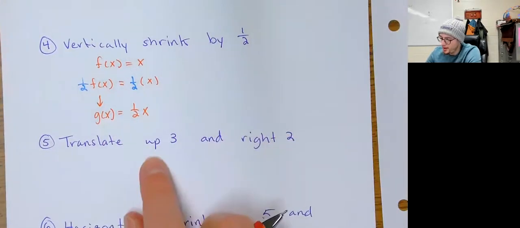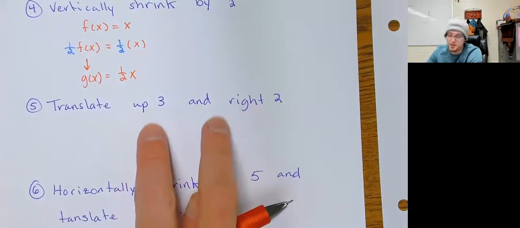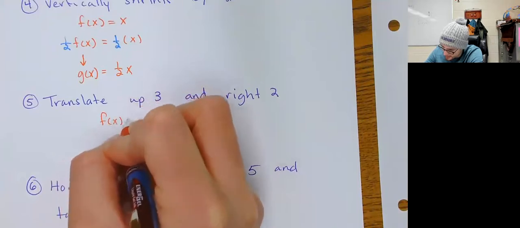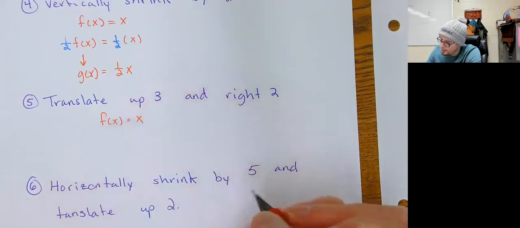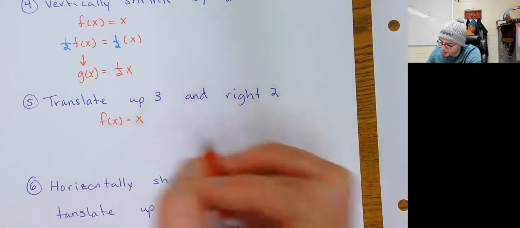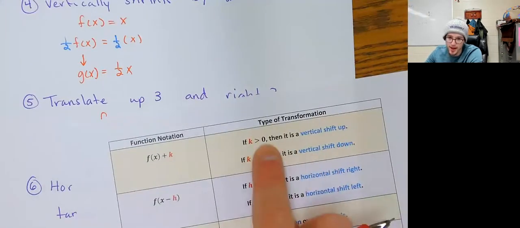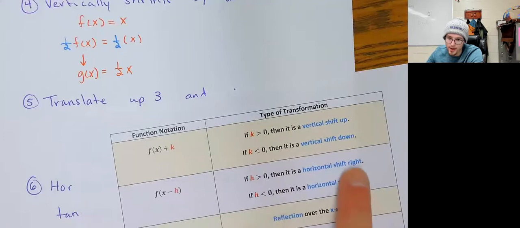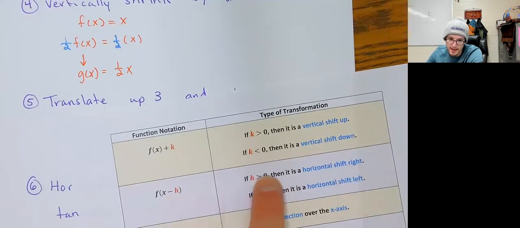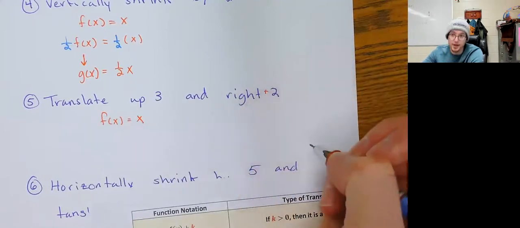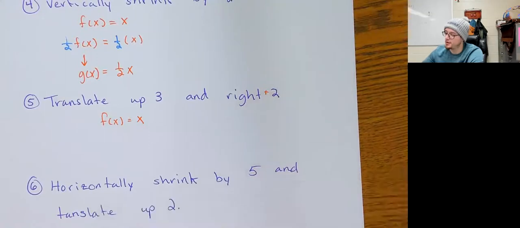All right, now we are going to start doing 2 transformations at a time. So now we're going to have f of x equals x still, but we're going to go up and to the right. Up means that we're going to add on a positive number. If we're going to go right, that means we're going to subtract a positive number. h is greater than 0. So that means this is a 2 that we're going to subtract off.